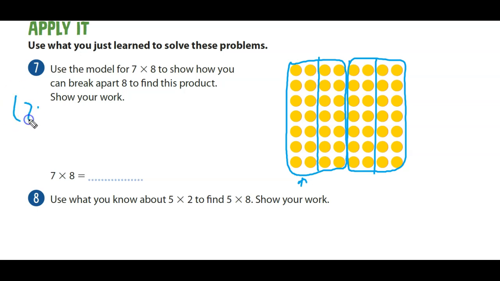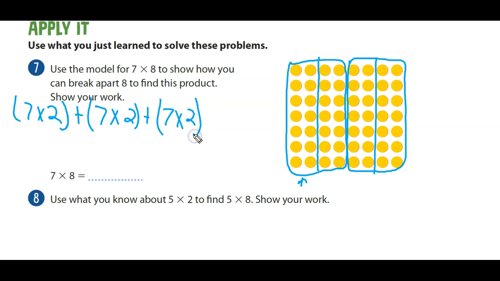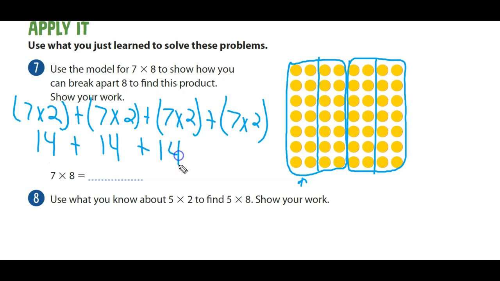7. How many in each row? 2. Plus, what's the multiplication for the next one? 7 times 2. It's the same thing. Plus, what's the next one? 7 times 2. Plus 7 times 2. Any more? No. I'm done. Okay. So what's 7 times 2? 14. It would be plus 14. Plus 14. Plus 14. Right?